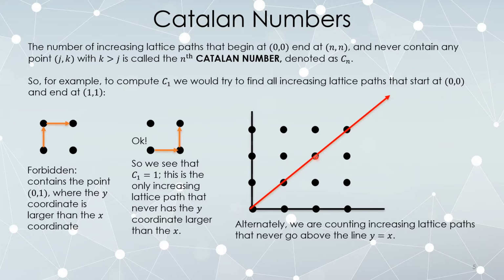Now, if I wanted to go to 2, 2, I could go right, up, I could also go right, right, up, up. However, I can't begin with an up because then I'd be above the red line. And if I go right and up, then I can't go up because then I'd be above the red line. So there's only two increasing lattice paths that remain below this red line connecting 0, 0 to 2, 2. Either go right, up, or right, right, up. So C sub 2 is 2. This argument here shows that C sub 1 is 1. This is the only increasing lattice path from 0, 0 to 1, 1 that remains below the diagonal.